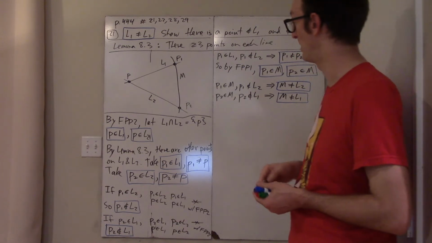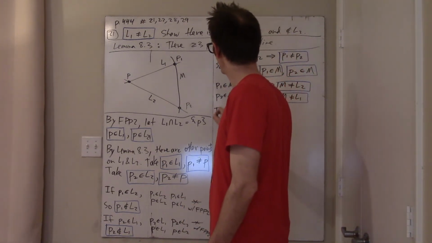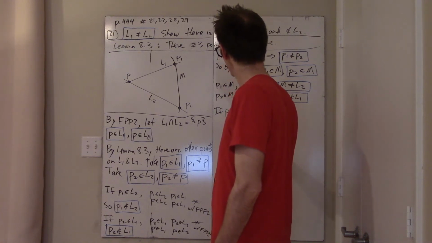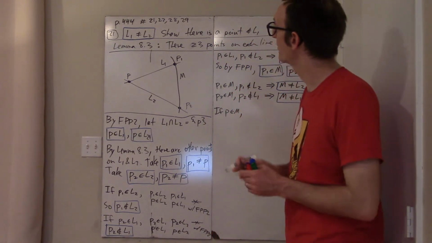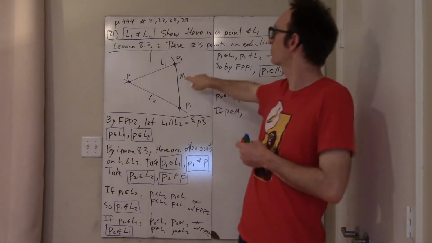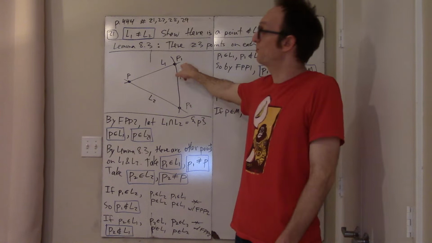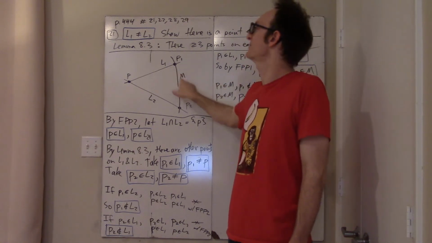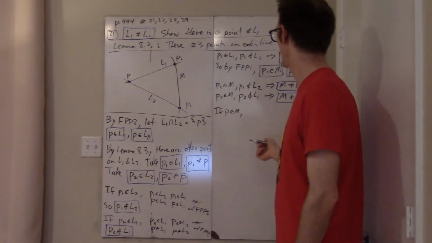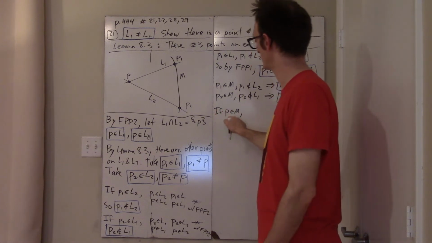not on M. And if P were on M, that would be bad, because if P were on M, then the line through M would go through both P and P1. But we already have a line through P and P1, L1, and M is not L1. So I changed my mind. I'm not going to do new notation. I'll stick with the old notation.